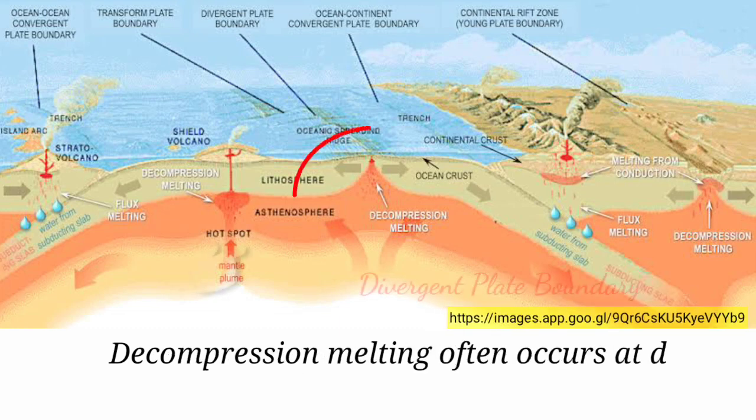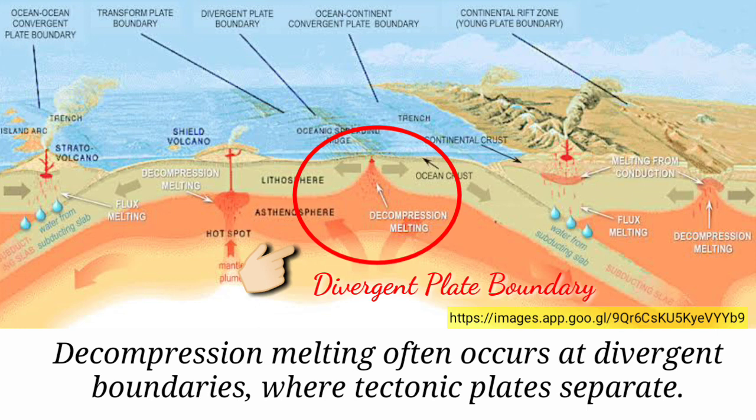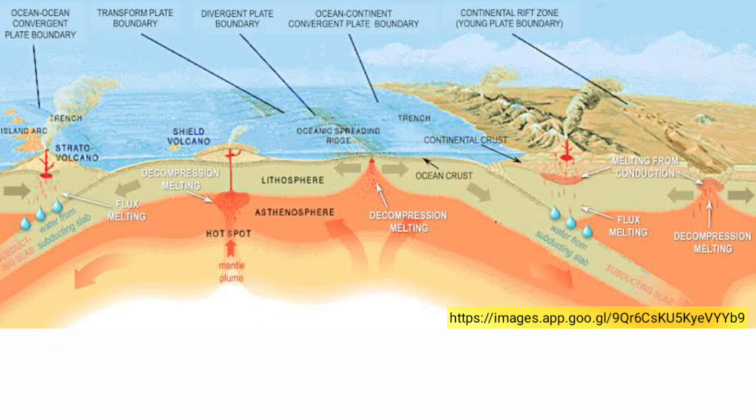Decompression melting often occurs at divergent boundaries where tectonic plates separate. The rifting movement causes the buoyant magma below to rise and fill the space of lower pressure. The rock then cools into new crust.